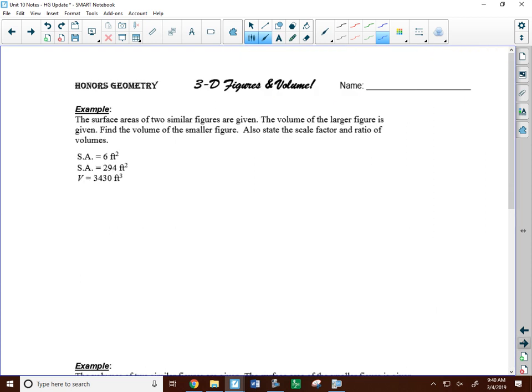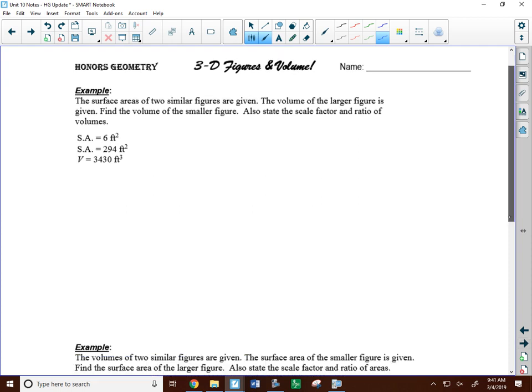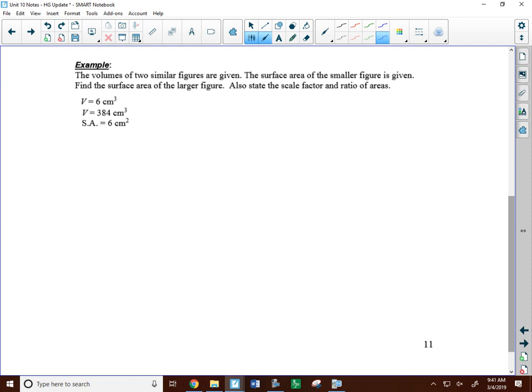Well, guys, let me skip the next example. I don't know if I'll have time to come back to it. I want to do one on the next page, though, for sure. Let's do this. They're both the same idea, so I'm only going to do one. Let's do the bottom one. The volumes of 2 similar figures are given. I'm making cubes.